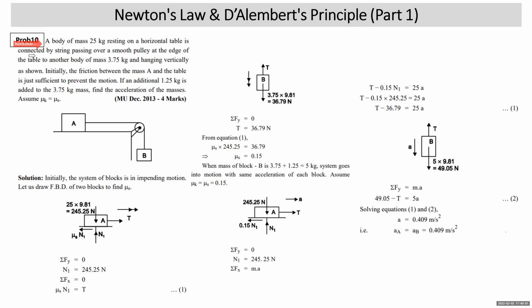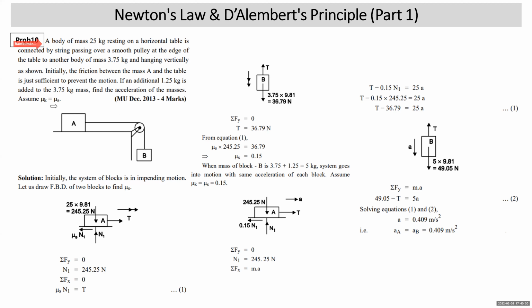Let's take the next one. There is problem number 10. A body of mass 25 kg resting on a horizontal table is connected by a string passing over a smooth pulley. Smooth pulley means the tension in the string on the two sides will be the same. At the edge of the table, another body of mass 3.75 kg is hanging vertically as shown. Initially, the friction between the mass A and the table is just sufficient to prevent the motion. If an additional 1.25 kg is added to the 3.75 kg mass, find the acceleration of the masses.